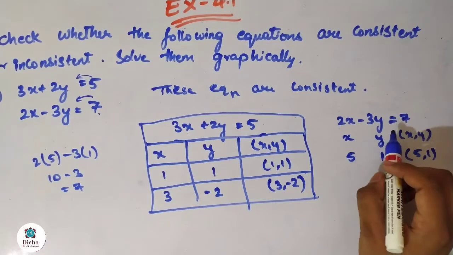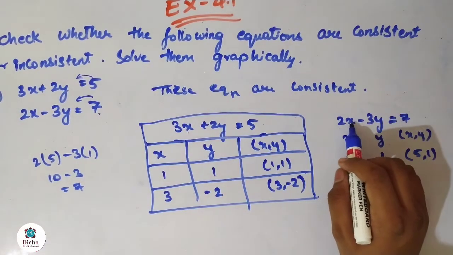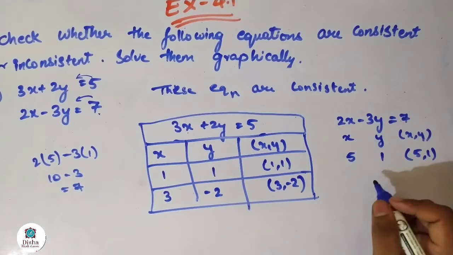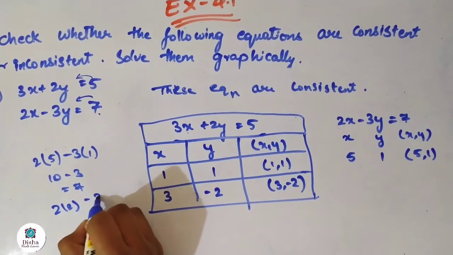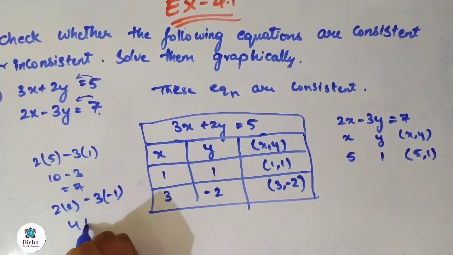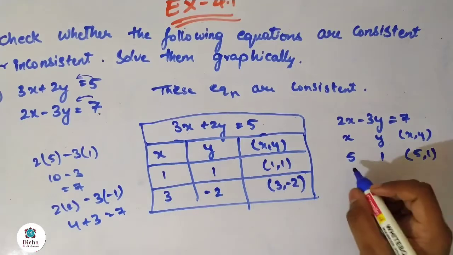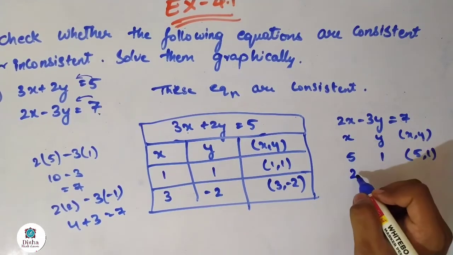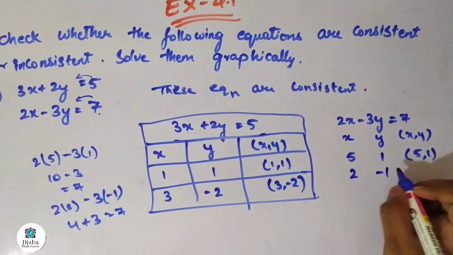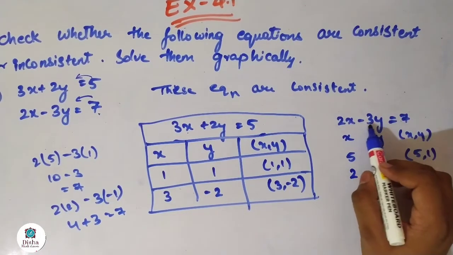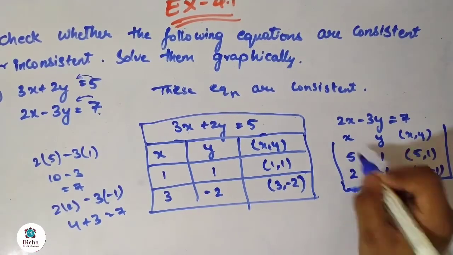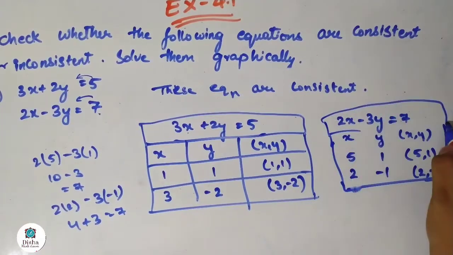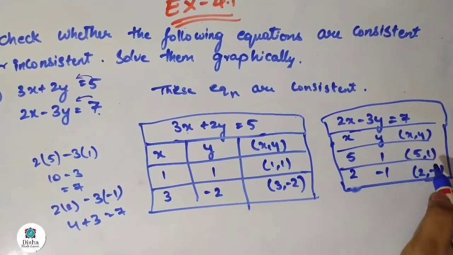Okay. Now next, what can we do? 2 twos are 4 and 3 ones are 3. It will be 7. So 2 into 2 minus 3 into minus 1. 4 plus 3 equals 7. So the x value will be 2 and the y value will be minus 1. We are taking minus 1 because we have a minus sign before 3. So 2 comma minus 1. These are the 2 points which are useful for us in plotting the graph. Okay, now let us plot the graph.